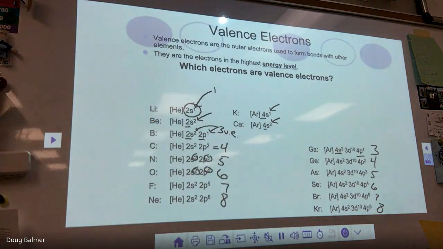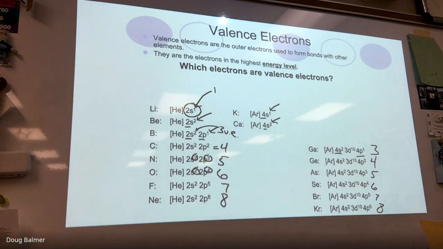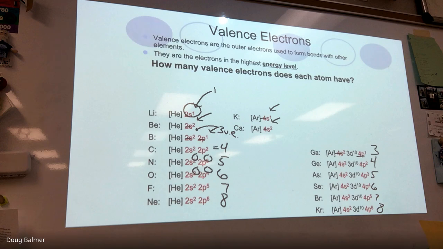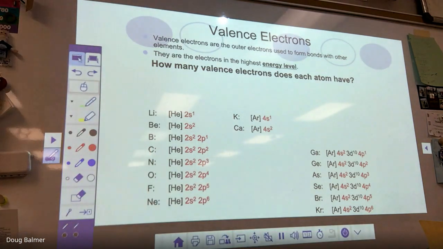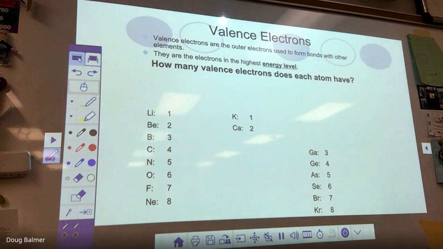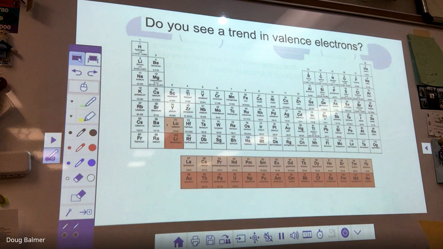Take a look at those answers we just came up with. Look at the periodic table and discuss the trend that we just developed. If you don't ever want to have to do all of this math again, how could you just look at the periodic table and identify how many valence electrons an atom has? What's the pattern?